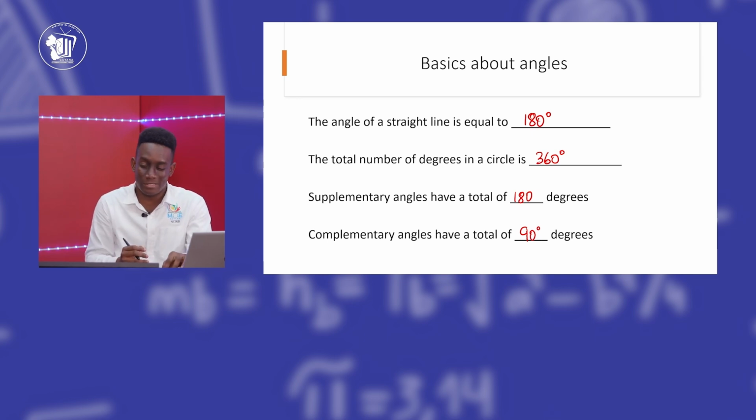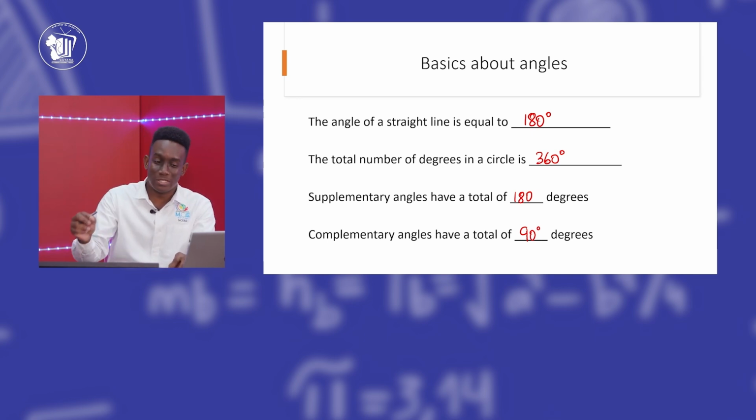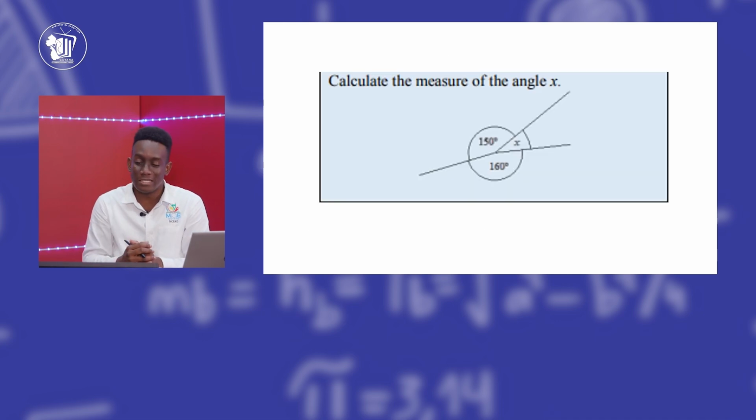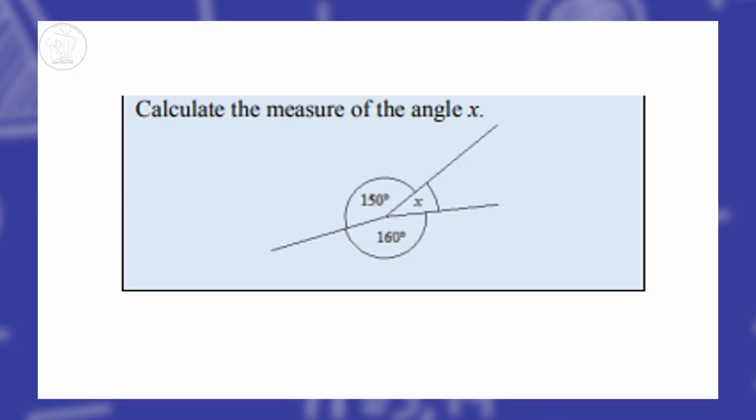So let's examine the use of some of these points that we have here. First of all, calculate the measure of angle X. You see angle X kind of completes a circle. We have this part here of the angle, this part is measured 150. From here to here is measured 160. I want to know what is the remaining piece here. So we see angle X completes a circle. If it completes a circle, we know that the total sum of the degrees in a circle is 360.